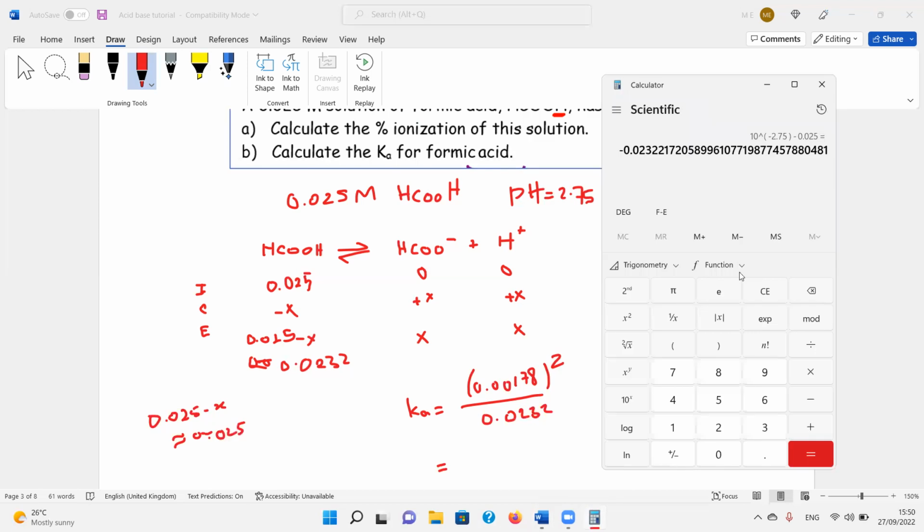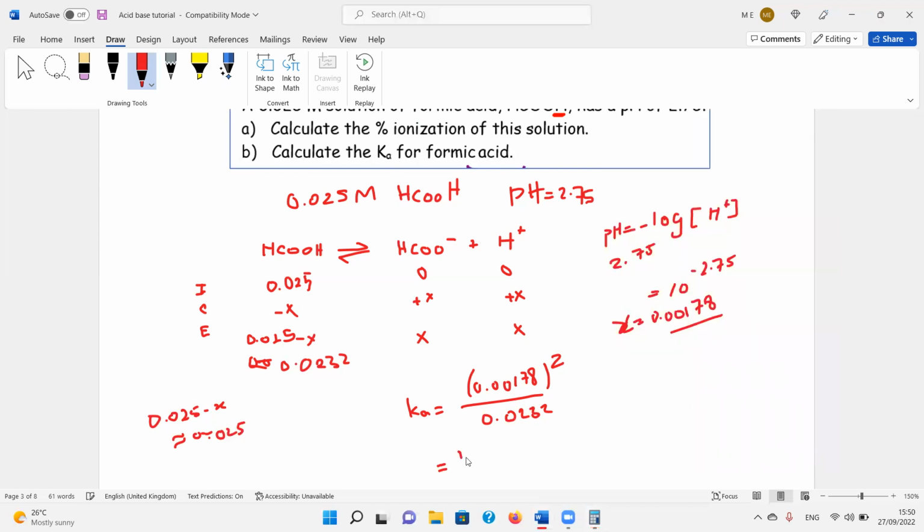So let's do that together. That's 0.00178 times 1.36 times 10 to the power of -4.